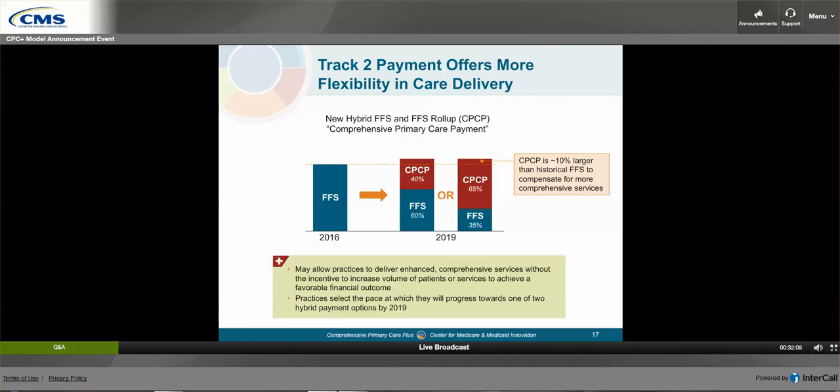Again, payer alignment to this payment design element is expected by the end of performance year 1, but it does not need to match the CPCP design exactly, but we expect it would include a departure from fee-for-service.